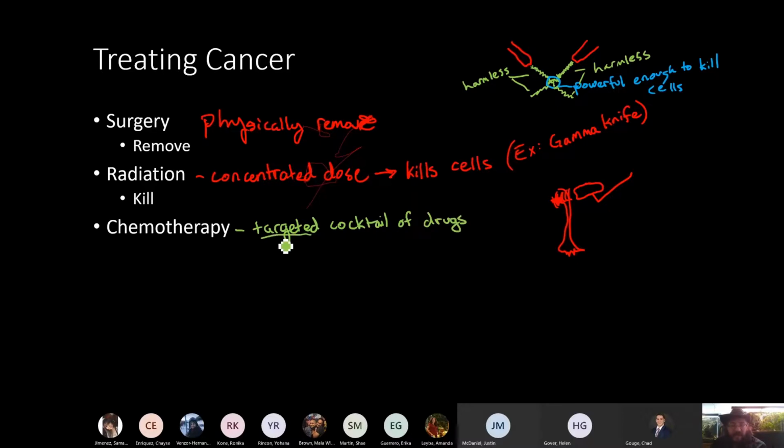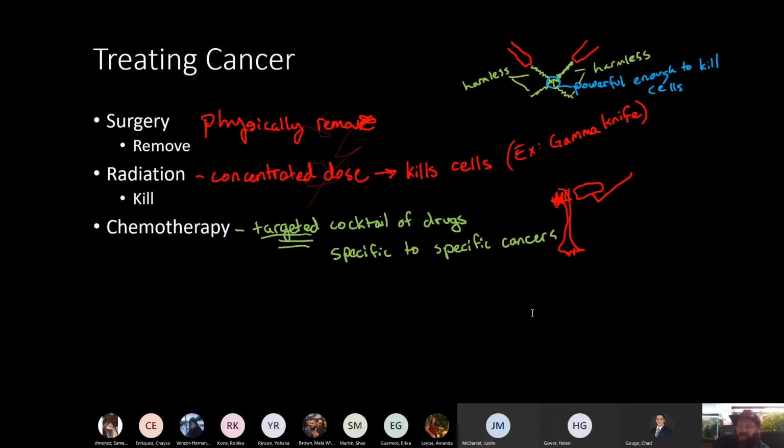Targeted is important because chemotherapy is specific to specific cancers. Using the word twice sucks, but I'm just driving it home. It's specific to specific cancers. They mix a chemotherapy cocktail for the cancer you have.